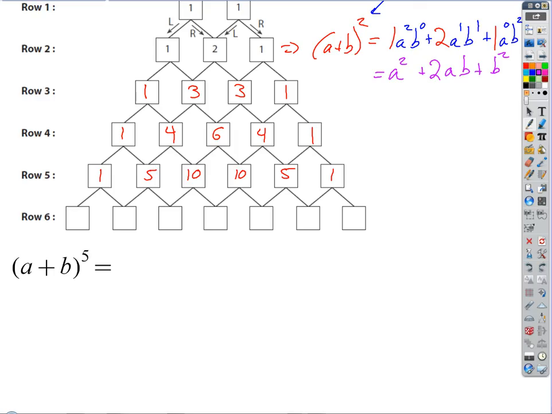Okay, so get out your notebook and write through that, please. So what are we going to get? Those are the coefficients, and see if you can just at least get started on that. See if you can think of the process, right? It's the same thing we just did for n equals 2, only n equals 5. Same pattern. Those are the coefficients, 1, 5, 10, 10, 5, 1. And the powers of A are going to start at 5 and go down to 0, and B is going to start at 0 and go up to 5, right?